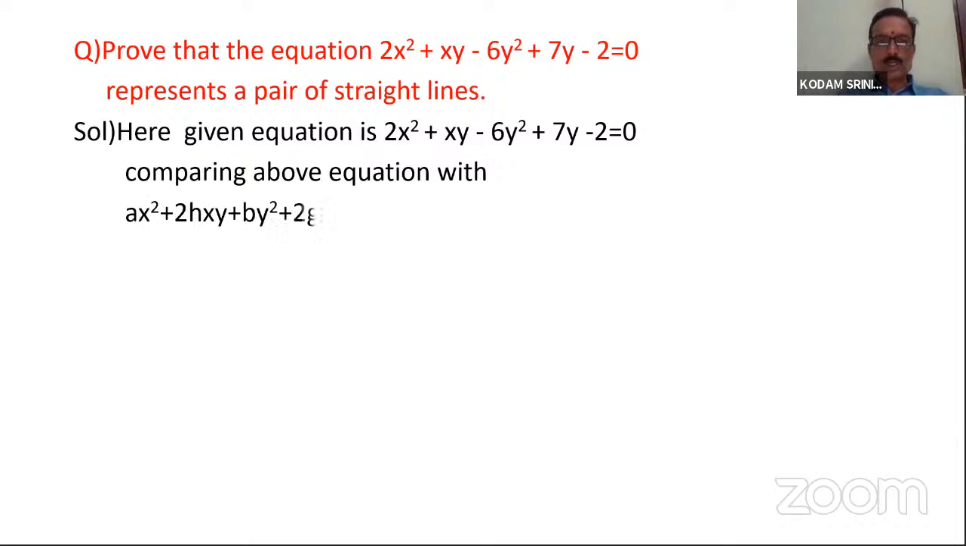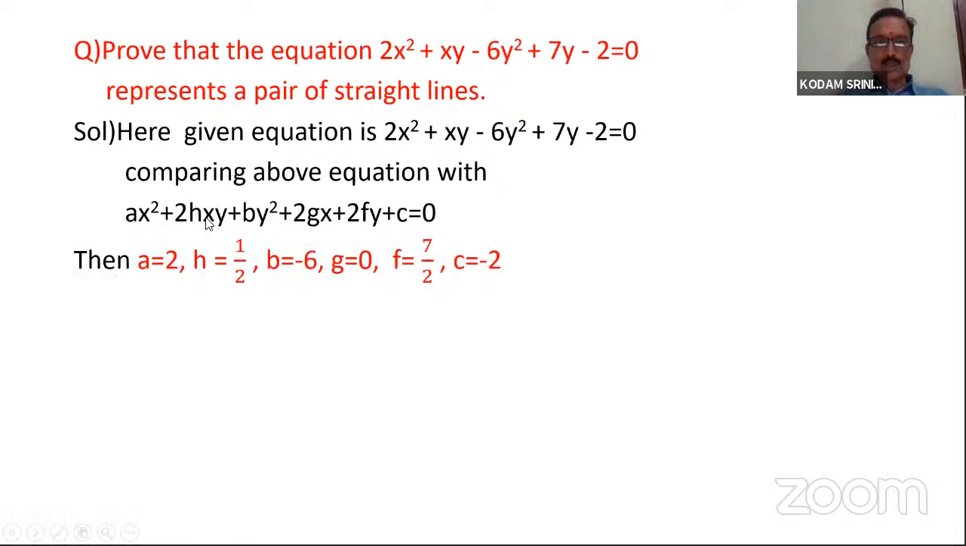First of all, we have to compare the given equation with the general equation ax square plus 2hxy plus by square plus 2gx plus 2fy plus c equal to 0. We just have to compare the coefficients of like terms of both equations. The coefficient of x square is a. Here the coefficient of x square equals 2, that is a equals 2. Similarly, 2h equals 1, means h equals 1 by 2. b equals minus 6.